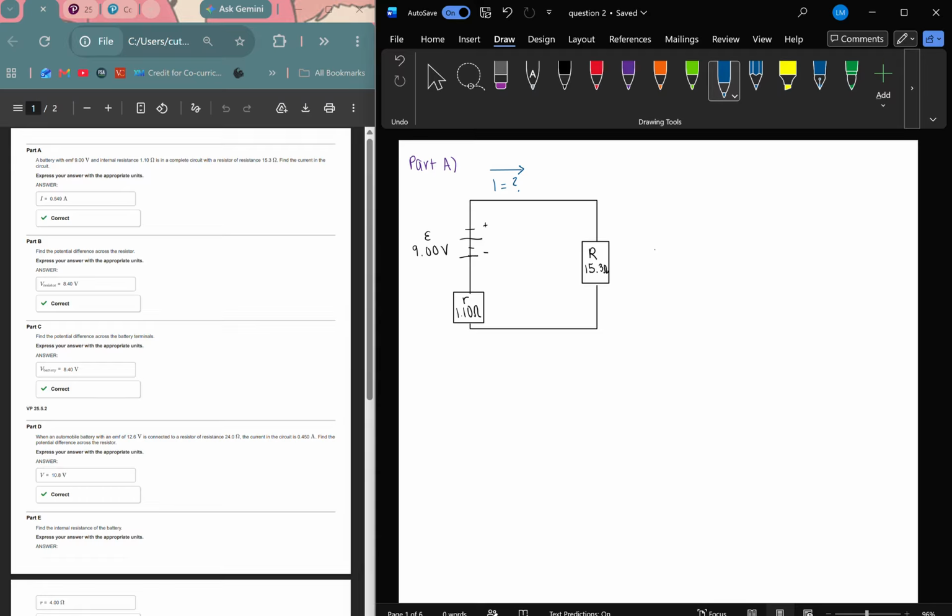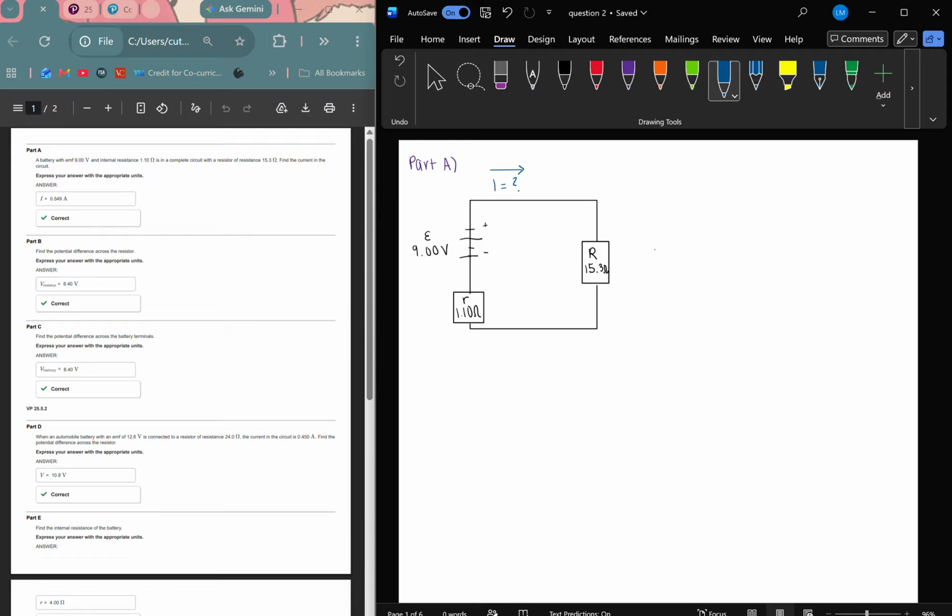And then around the circuit, because there's only one path for the current to travel, this is called a series circuit. It is a series circuit. The same current flows throughout every component. Okay, so now I'm going to do the calculations.